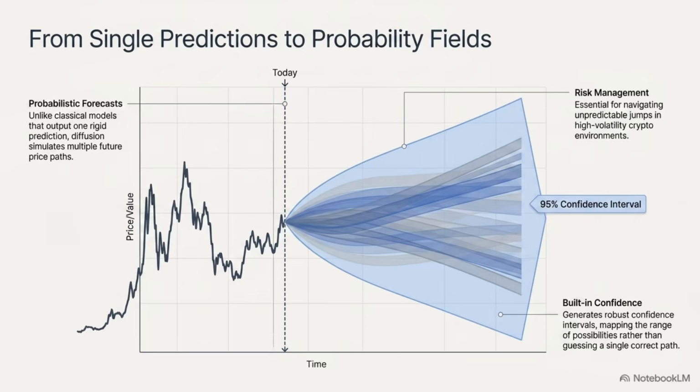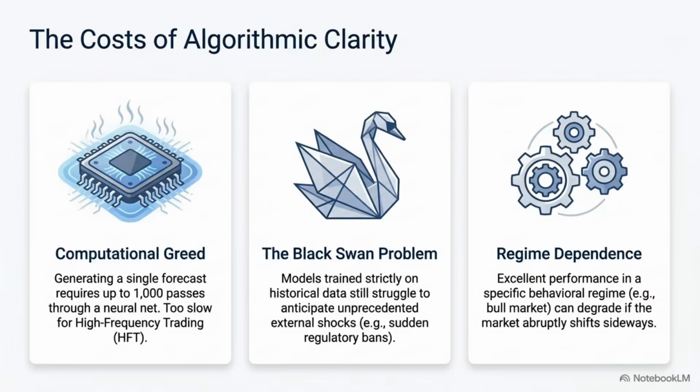Okay, here's where it gets really interesting, though. Isn't that a massively overcomplicated way to just guess tomorrow's price? Like, why go through the trouble of destroying and rebuilding data when you could just ask the AI, hey, what's Bitcoin doing at 9 a.m.? Well, because guessing one exact price, a point forecast, is highly dangerous in a volatile market. If a traditional model just guesses tomorrow's price is $50,000, it's this rigid line that completely misses sudden structural shifts. Right, because crypto never moves in a straight line.